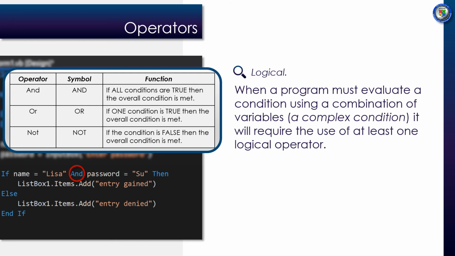In our example, if name equals Lisa and password equals Sue, then our first instruction will be executed and entry gained will be displayed within our list box. If either of the two conditions are not met or regarded as false, then our second instruction will be executed. Entry denied will be displayed within our list box.